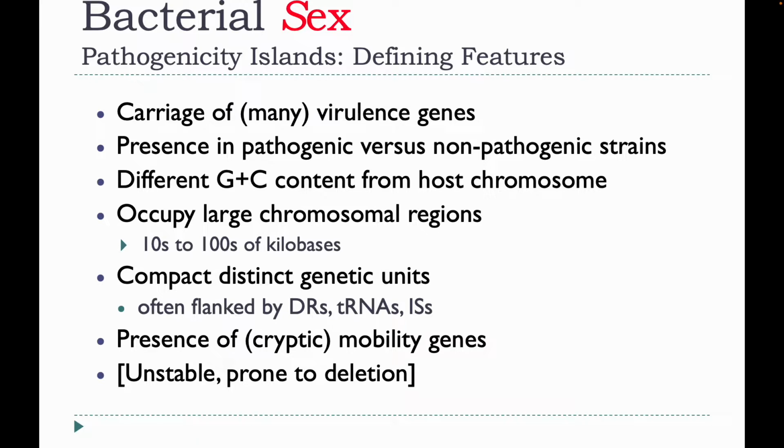And you can see it's actually quite striking often that you'll see a block and the GC content just varies. These are typically dozens or hundreds of genes, of kilobases. They're compact units, often flanked by direct repeats and tRNAs and ISs. Often might be a bit strong. They are sometimes. I think often it's quite cryptic as to how on earth they arrived in the genome, how did they get in there? And do you see mobility genes or not? And the early characteristic that sort of marked them out, that they could easily be deleted, it's not actually quite so common when you look across all of these pathogens to the islands.